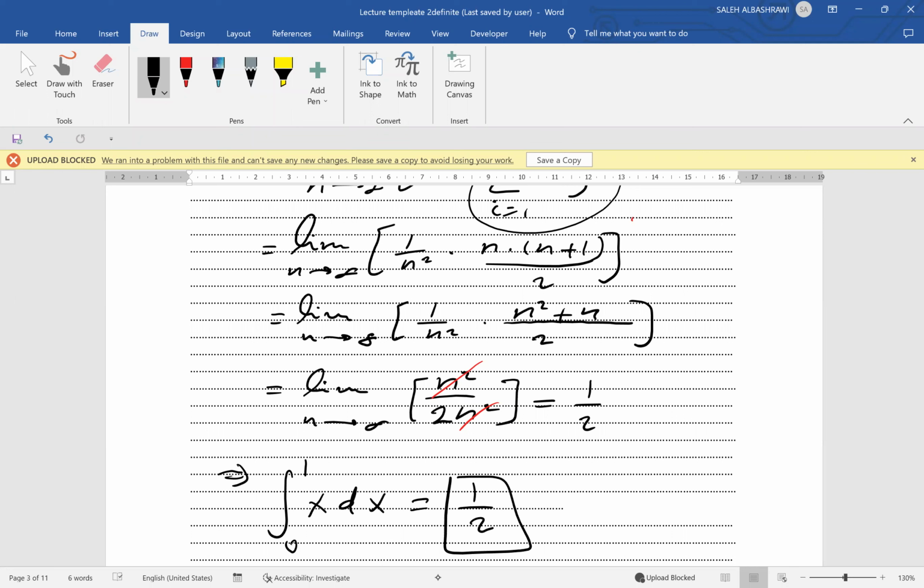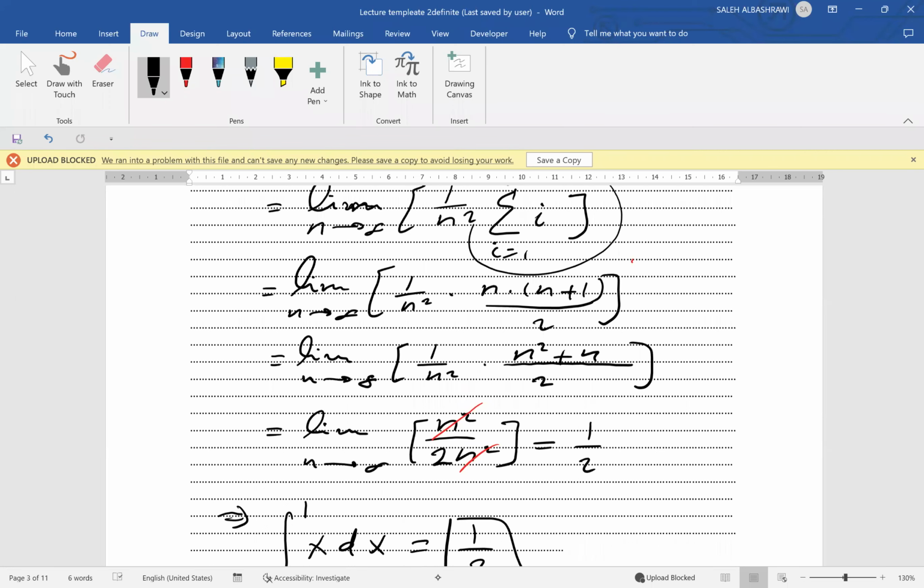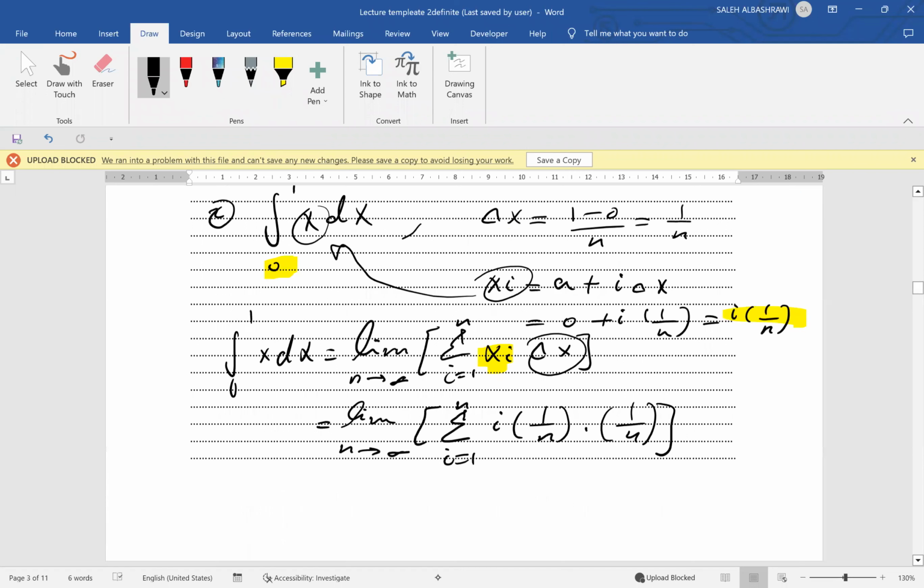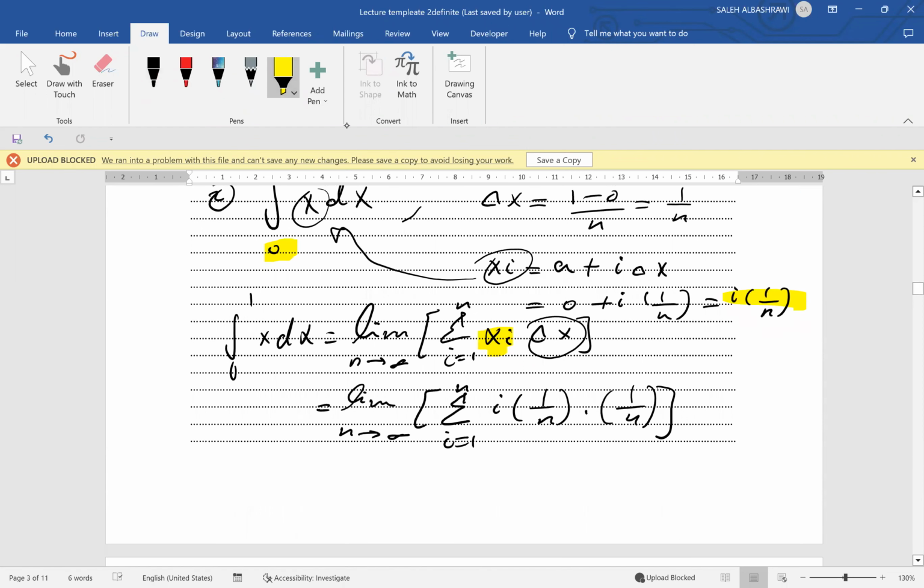So this is the idea of using the Riemann sum or the limit expression to evaluate the definite integral. What we need is just to convert the definite integral into a Riemann sum, replace any x in the function by xi. Then apply the limit, evaluate and simplify to find the value of the definite integral.